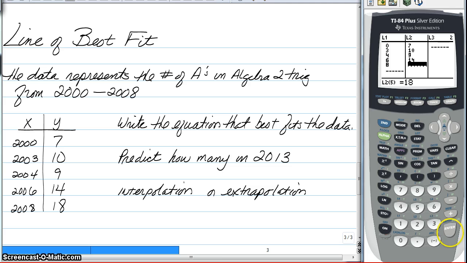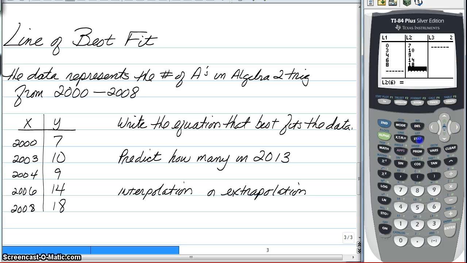Now remember, this is just some fictional data that I came up with representing the number of A's in certain years from 2000 to 2008. So what we're going to do now is we can tell our calculator to come up with an equation that kind of represents what's going on here.